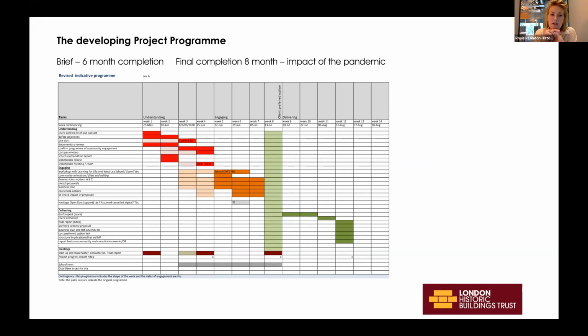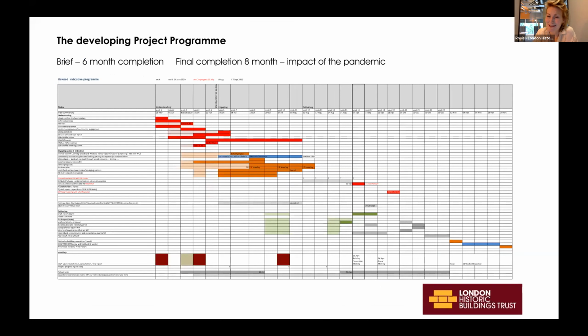And so what you've got here is the red is your understanding, the orange is your evaluating options, and I've forgotten what your headings are, Nicola, sorry, and the green is your delivering. And this is where we started when Nicola was appointed. So this was after the pandemic started, and a programme of about 4 months. And just to give an idea of how important flexibility is, this is what our programme actually looked like as we were heading towards completion.